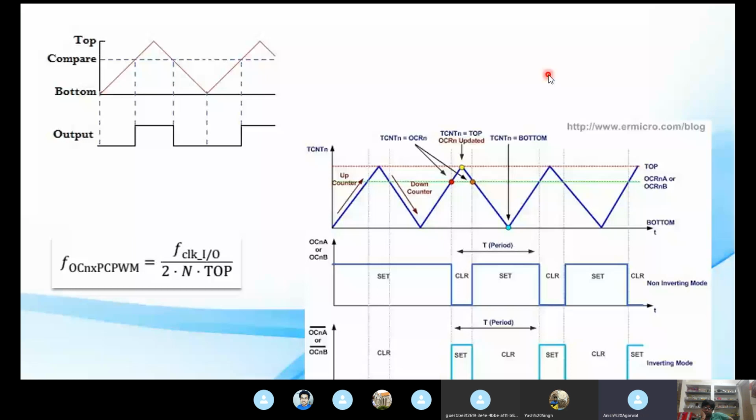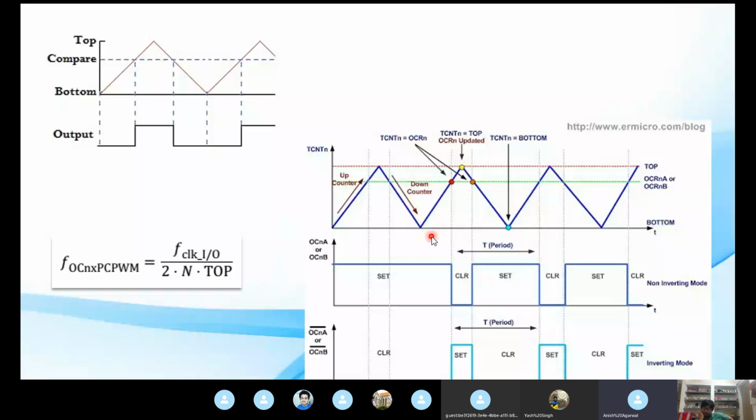Suppose in the up counter and down counter graph that you can see here, you can see the top of the triangle, cutting at the y-axis. Let this value be top. What is top? Top is the value till which the microcontroller will count, and then it will start counting back from there. Suppose I keep the value of top to be 255. The microcontroller will start counting from 0, 1, 2, 3, 4, 5, and then reach 255, and then it will count back from 255 to 0. That is the down counter.